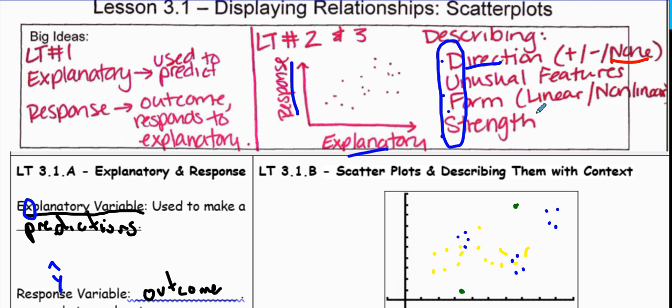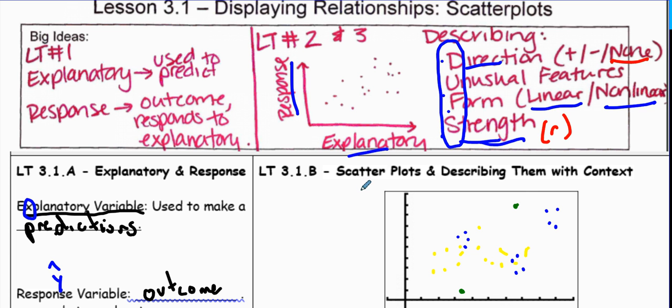Form is pretty easy. It's either linear or non-linear. So either it looks like a line or it doesn't look like a line. And strength tells us how linear it will be. So this could be a fairly strong, somewhat strong, linear pattern, and that's what I'm referring to with strength. A lot of times we're going to be talking about an r value. The r value, okay, the correlation coefficient, helps us determine the strength of our line.